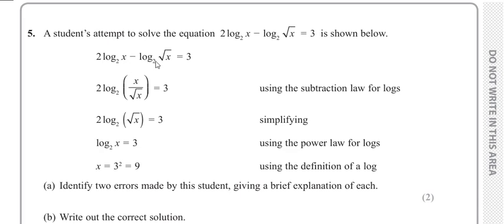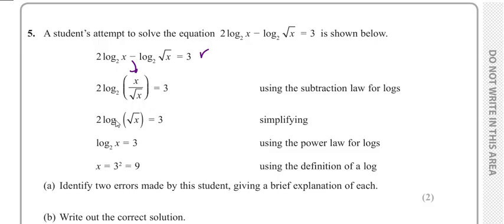Let's look at the first step. This is okay. That's just rewriting the question. Second, this is incorrect because before he does the subtraction rule or division rule here, the subtraction converting into division, he should have put the coefficient as the square of x. So the coefficient is not converted into an index. That's the first error.